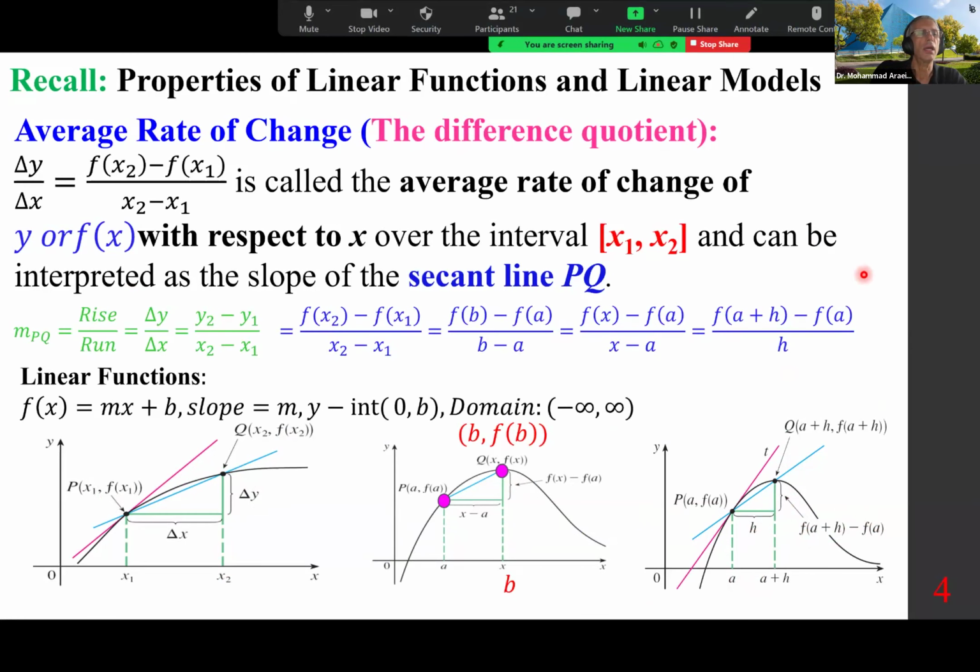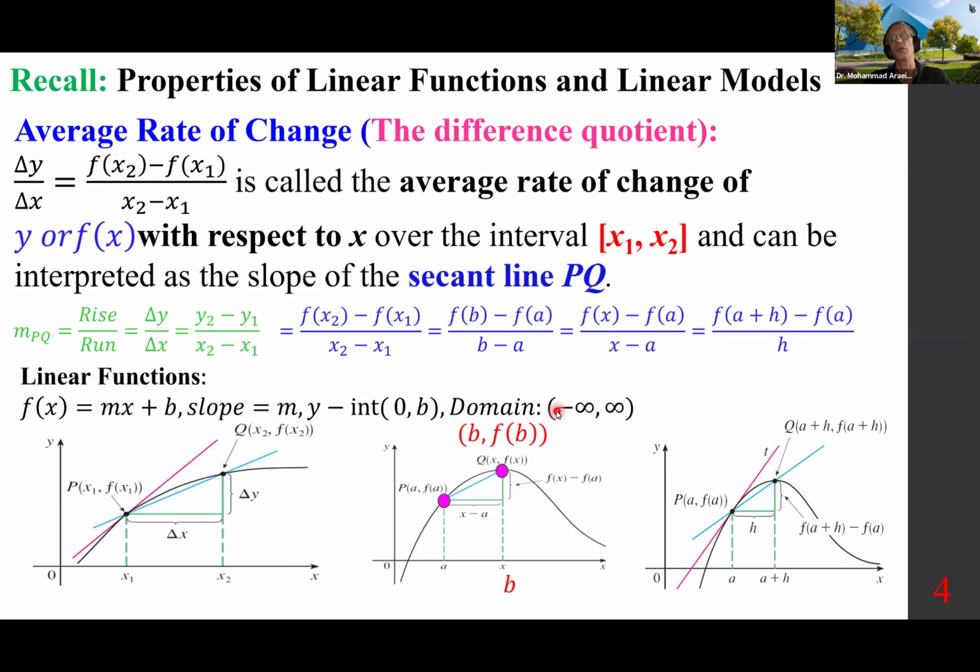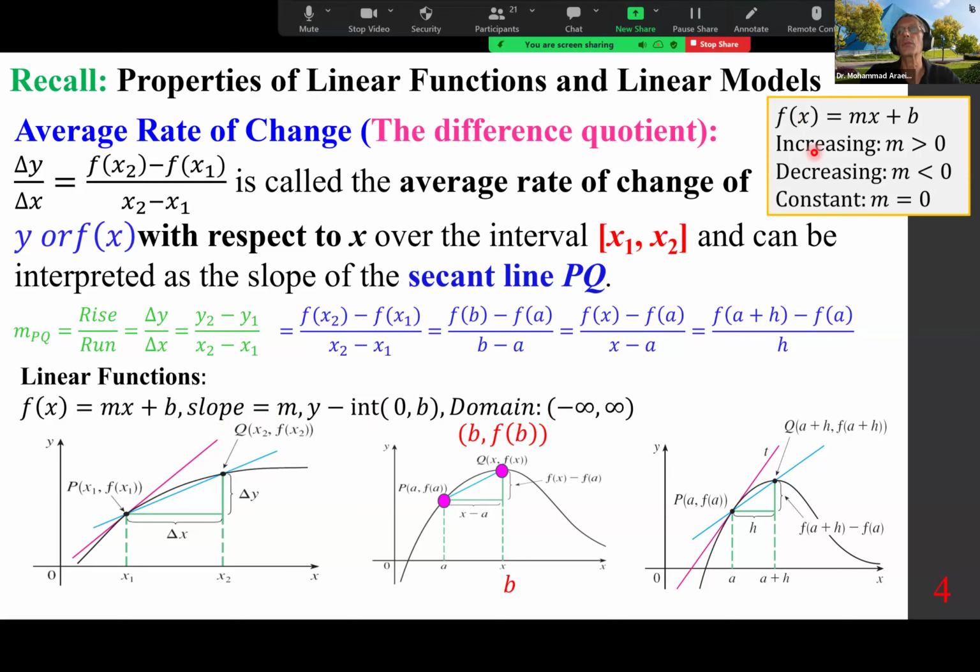Linear functions have the formula f of x equals mx plus b, with the slope being m, y-intercept of 0, b, domain is all real numbers. The range depends: if, for example, you have a horizontal line, the range is 1 point, otherwise it's all real numbers. So f of x equals mx plus b, it becomes increasing when m is positive, decreasing when it's negative, and constant when m is 0.